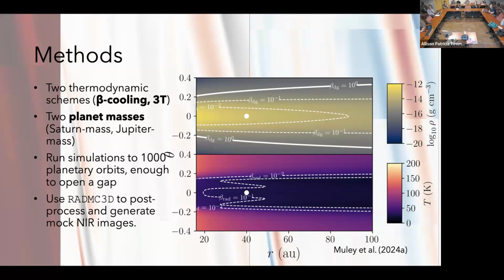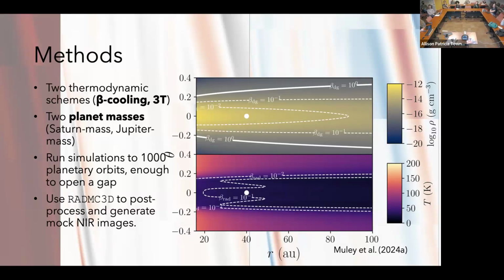Now, this is a problem I wanted to look at with my 3-temperature scheme. For this project, I basically pared it back and didn't run the full set of schemes. I just tested beta cooling and 3 temperatures, Saturn mass and Jupiter mass. Other than that, I ran very similar simulations to what I showed you earlier, to 1000 orbits, but at lower resolution in order to even be able to reach that. Even at that resolution, it took months.